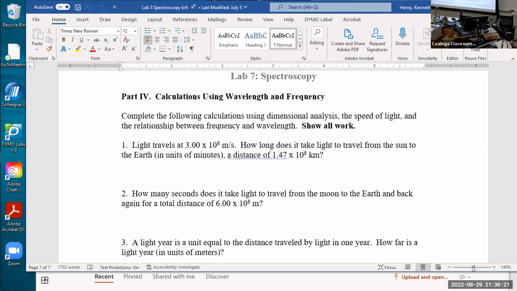3.00 times 10 to the 8 meters per second. Can I convert kilometers into meters? How would I do that? So I want to get rid of kilometers. But we know that 1 kilometer equals how many meters? 1,000.